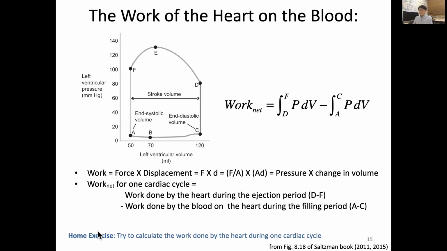Here's a homework exercise for you: try to calculate the work done by the heart during one cardiac cycle. Then you can calculate, for one cycle, how much work the heart needs. And you can easily calculate, since the heart beats about 60 times per minute, throughout the day how much work the heart needs to do. Then you may calculate how much food energy we have to take in to keep at least the heart going.